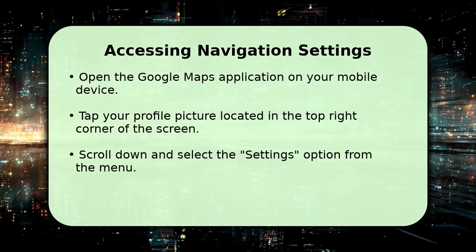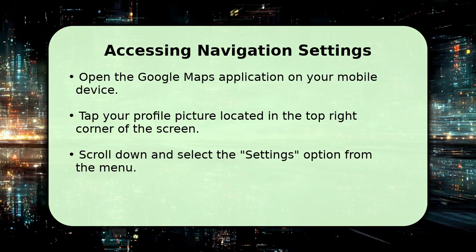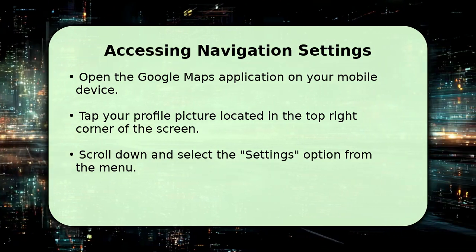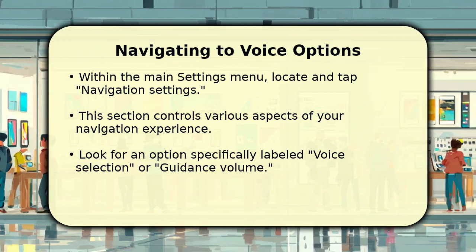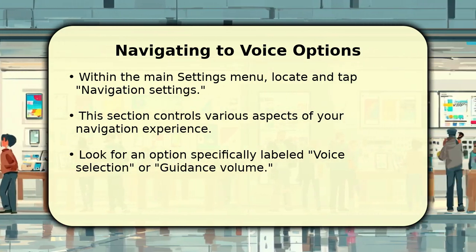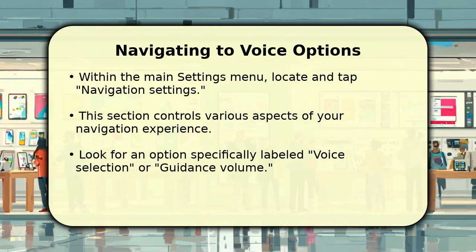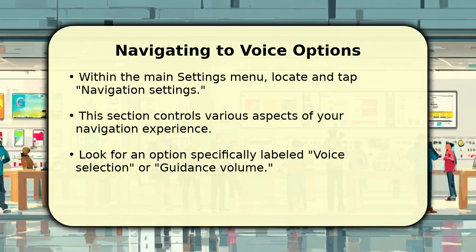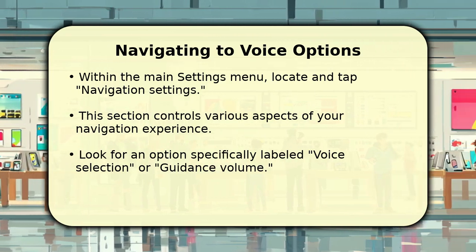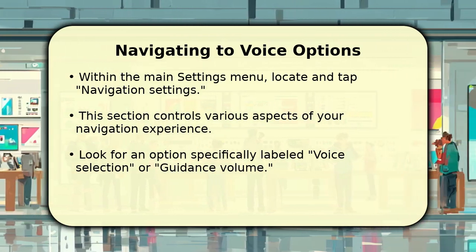This takes you directly to the comprehensive settings menu for your Google Maps app, where we will find our next step. Now that you are in the main settings menu, your next step is to find navigation settings. This specific category governs how Google Maps provides directions and audio cues during your travels. Tap on navigation settings to open up its dedicated options.